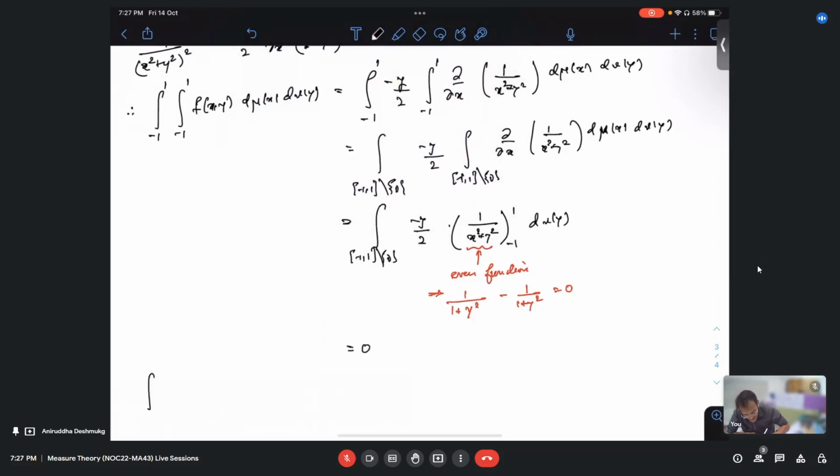Also, the integral from minus 1 to 1, integral from minus 1 to 1, f of xy, d mu y, d mu x. This is also 0, since f is symmetric with respect to x and y.